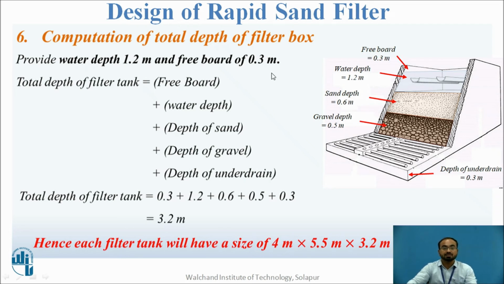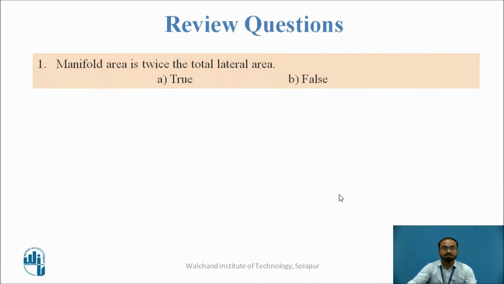So how can I calculate the total depth of filter box? It will be addition of freeboard, water depth, depth of sand, depth of gravel and depth of under drain. We have calculated the depth of sand, the depth of gravel, and the depth of under drain. So that will be 0.3 plus 1.2 plus 0.6 plus 0.5 plus 0.3, and it will be coming about 3.2 meters. So the final size of filter unit will be 4 meters multiplied by 5.5 meters multiplied by 3.2 meters. So let us have a few review questions.